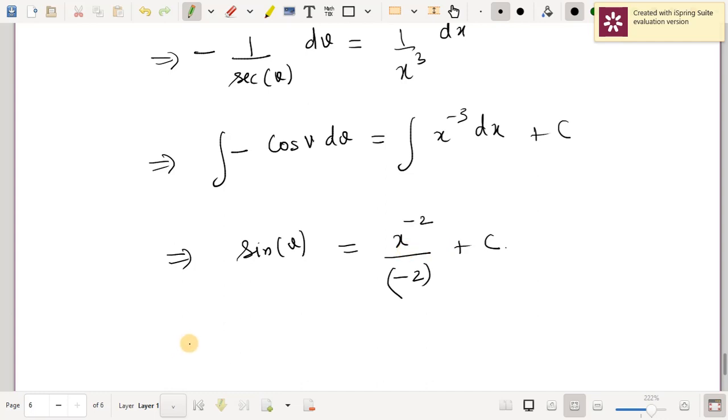Now this is not the final solution, as we are still using the dependent variable v, so we will replace it by our original variables x and y.